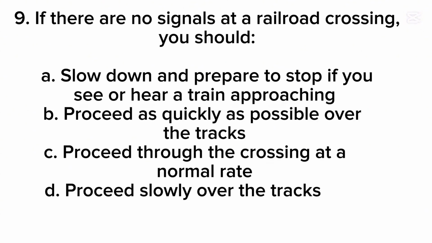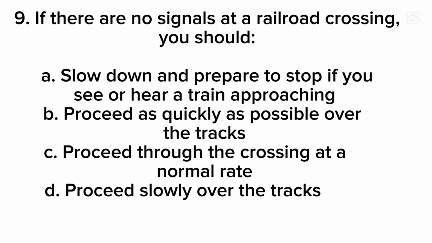About question number 9. What should you do if there are no signals at a railroad crossing? A. Slow down and prepare to stop if you see or hear a train approaching. B. Proceed as quickly as possible over the tracks. C. Proceed through the crossing at normal rate. D. Proceed slowly over the tracks.